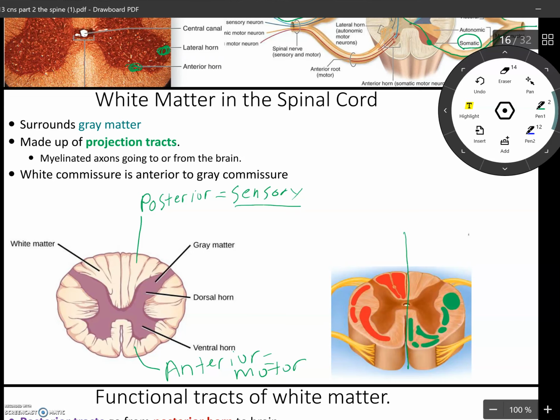So again, white matter surrounds gray matter. They're made up of projection tracks. And in the back, the projection tracks are going to the spine, so they're afferent. In the front, they're projection tracks coming from the brain, so they are efferent. And on the side here, we actually have a mixture of both. Now, lastly, there's actually a commissural tract right there. Well, if this is the gray commissure, that must be the white commissure. So this is the gray commissure, that is the white commissure. So two more commissural tracks. And again, commissural tracks just bridge the left side to the right side.